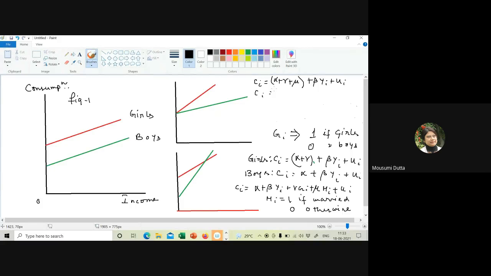Then you consider Mi to be equal to 0. In the same equation, you consider Mi to be equal to 0. So what will be the format? Alpha plus gamma plus beta Yi plus ui. The first equation is for which group? The first equation is for married girls. Very good. The second equation is for unmarried girls.